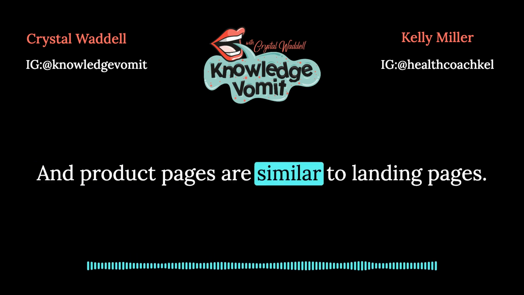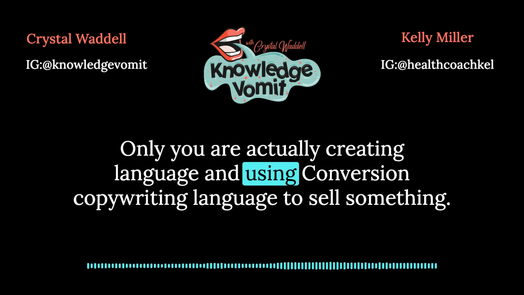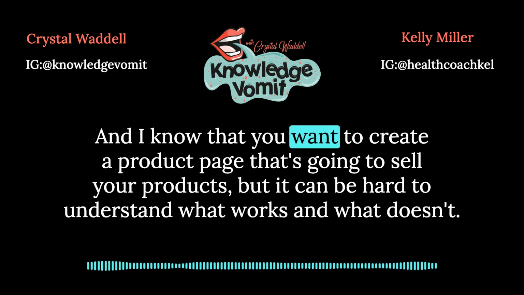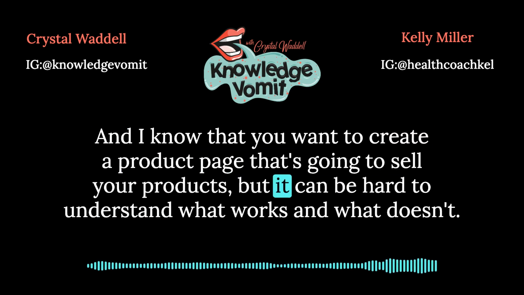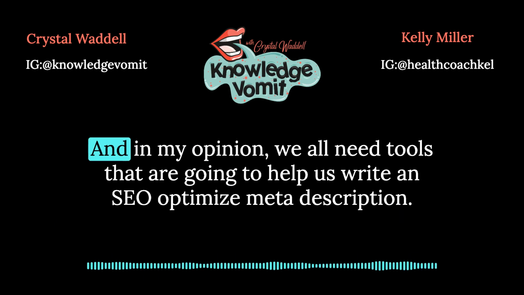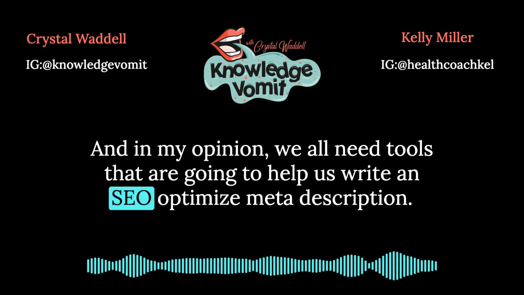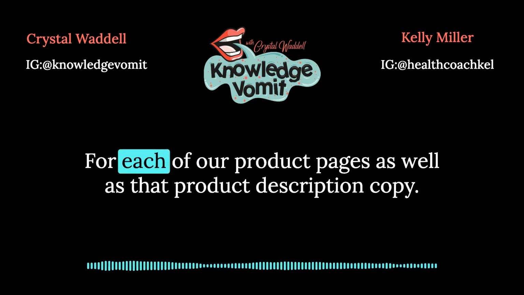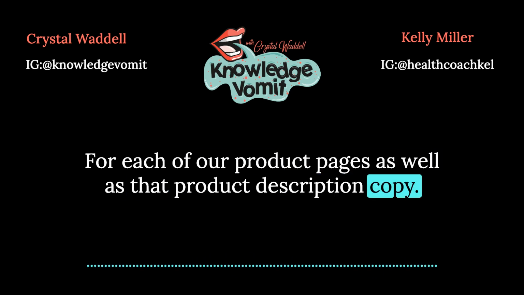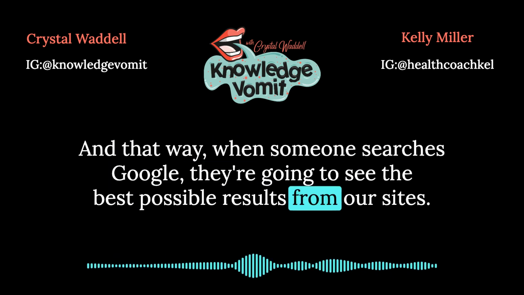And product pages are similar to landing pages, only you are actually creating language and using conversion copywriting language to sell something. And I know that you want to create a product page that's going to sell your products, but it can be hard to understand what works and what doesn't. And in my opinion, we all need tools that are going to help us write an SEO optimized meta description for each of our product pages, as well as that product description copy. And that way, when someone searches Google, they're going to see the best possible results from our site.